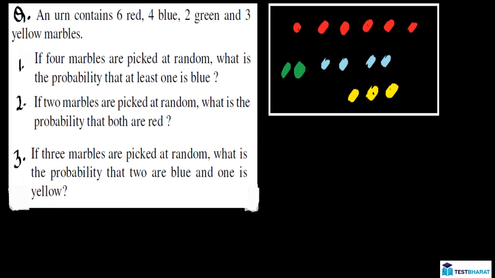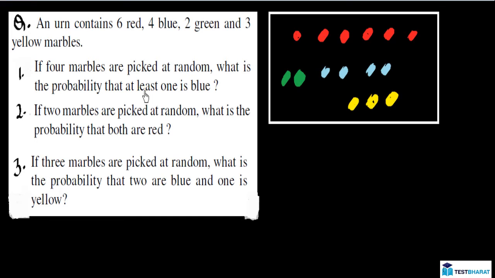This is a question which has been asked in the SBI PO exam. This type of question is always asked, and 4 or 5 questions are linked to it, and this is very easy. An urn contains 6 red, 4 blue, 2 green and 3 yellow marbles. In the first question we have to find out, if 4 marbles are picked at random, what is the probability that at least one is blue?